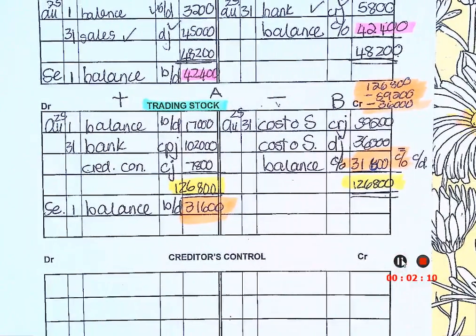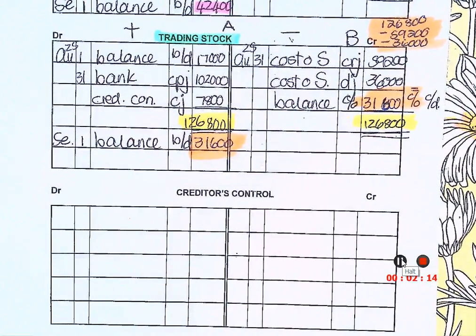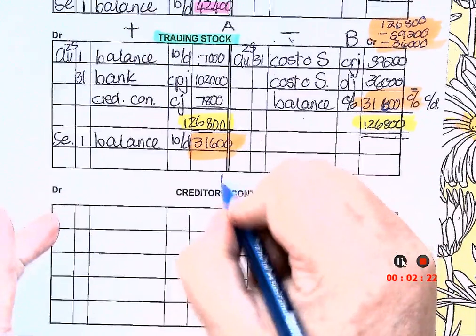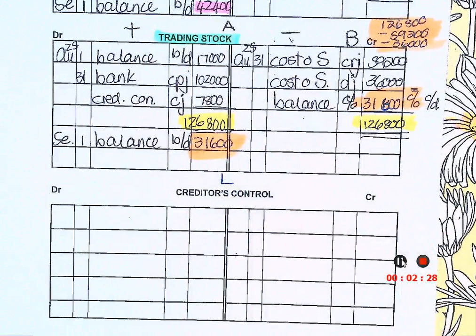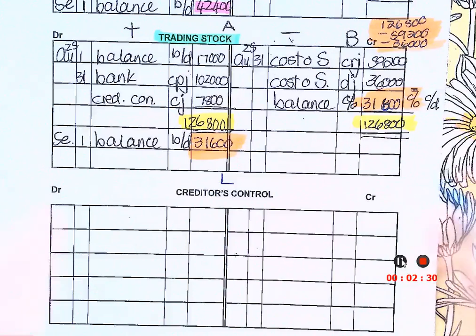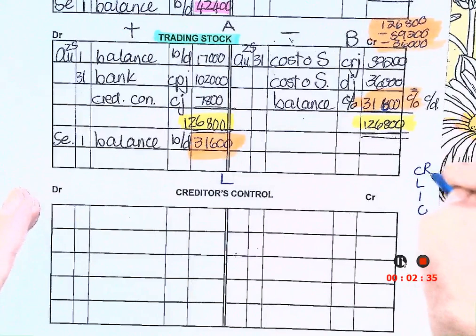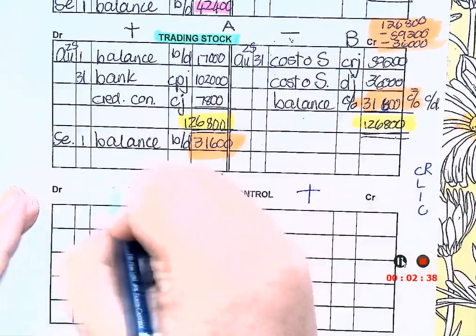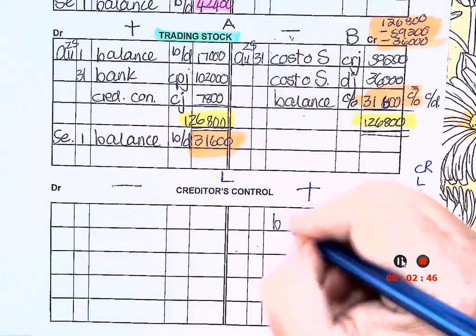Let's look at the creditors control. First thing I want to know is what is creditors control? Is it an asset, liability, income, or expense? I know it's a liability because I am owing money to creditors. Liability means it's part of my click account, meaning it pluses on the credit side, so it's a minus plus. And what's very good to remember is the plus side is the balance BD side.